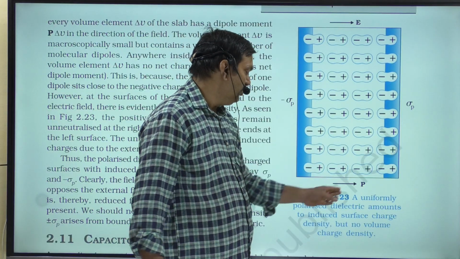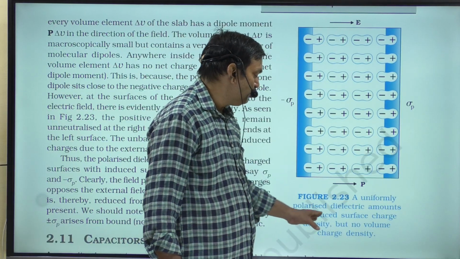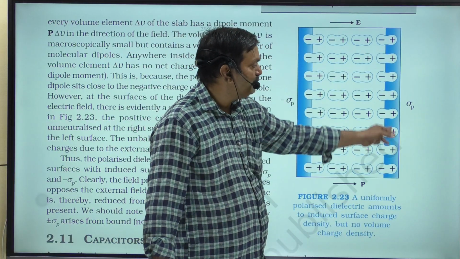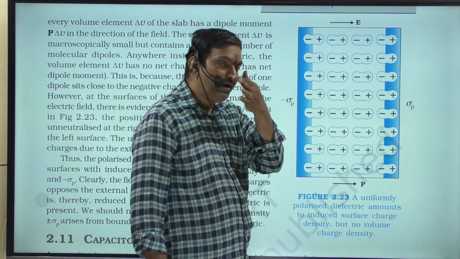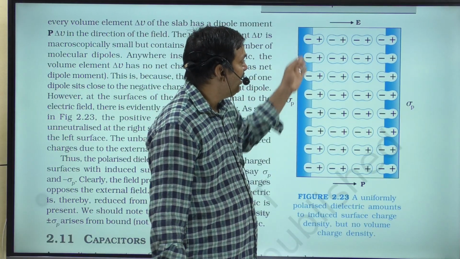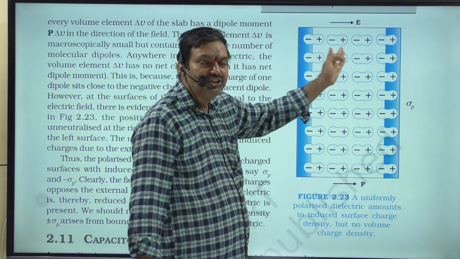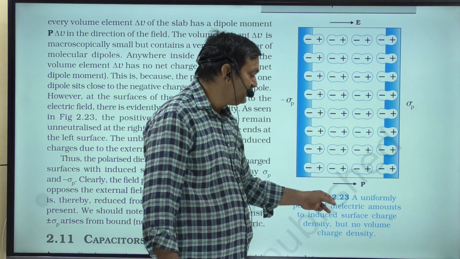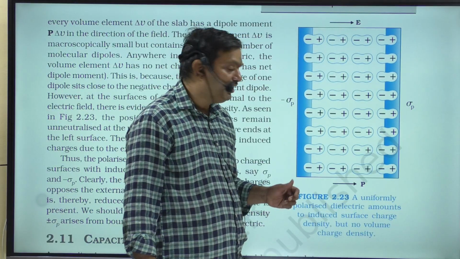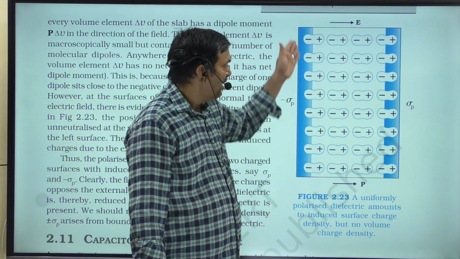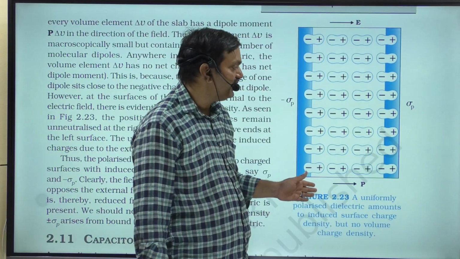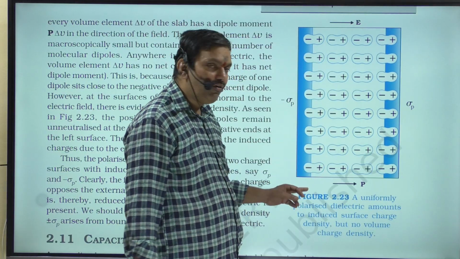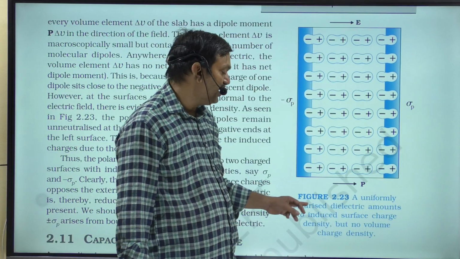So as you see, a uniformly polarized dielectric amounts to induced surface charge, because at the corners, if this is a dielectric surface, at the ends you find negative and positive charge. So opposite charges are in between. Therefore, obviously you'll have surface charge density sigma, but there is no volume charge density rho, because charges are only forming at these surfaces. So here there is no question of volume. So that is how we can define something called surface charge density sigma here.